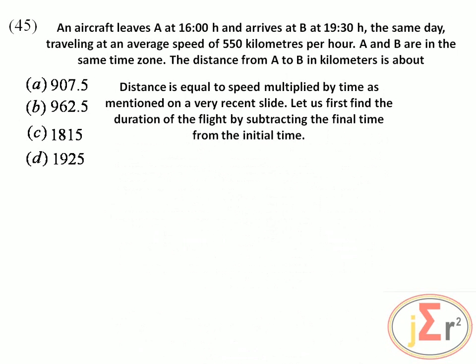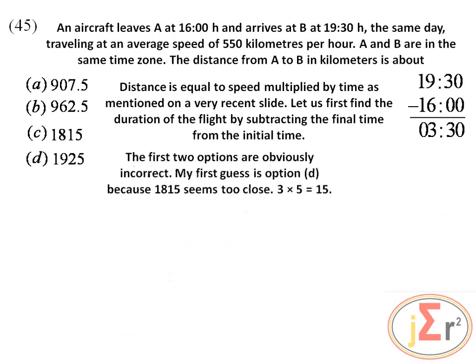Let us first find the duration of the flight by subtracting the initial time from the final time. There we will get 3 hours and a half, 3 hours and 30 minutes. The first two options are obviously incorrect. My first guess is option D, because 1815 seems to be too close to 15 for the answer to be correct. So we are attempting to multiply 3 and a half by 550 in order to arrive at the answer. So 550 multiplied by 3.5. So 3 5s are 15.